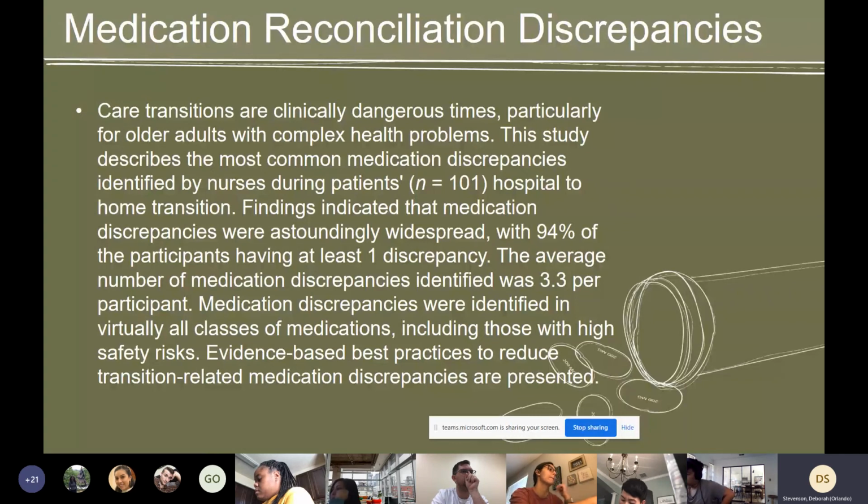The average medication discrepancies, of course, was 3.3 per participant, and all classes of medication were involved, even those with high safety risk. We must be able to do a really good medication reconciliation. If you're bringing that patient into the acute care center from home, we must do that medication reconciliation. If you're sending that patient from the hospital, say to a nursing home or even to a home, we must do the same thing, because there has been shown to be an increase in discrepancies in medication.